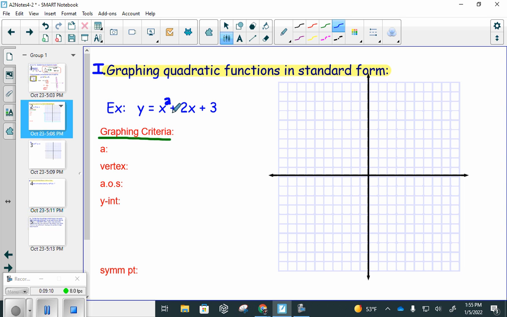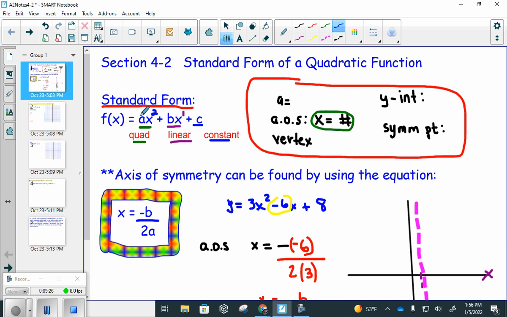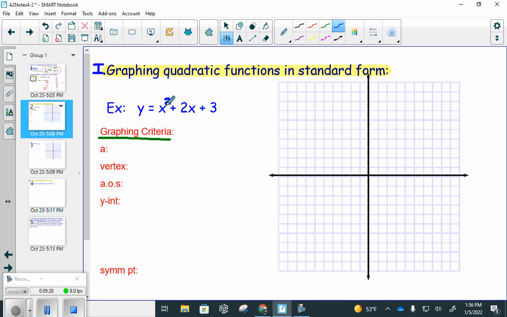Okay, looking at my example 1, I see y equals 1x to the second plus 2x plus 3. Again, this is called the quadratic term. This is linear, and this is constant. The a, based on my form, is always the coefficient of my x squared term. And so in this case, it's going to be the understood 1. So I'll put a 1 there.